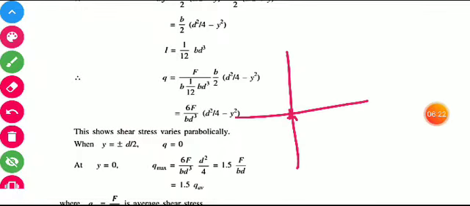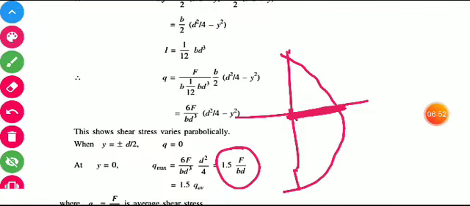Here are some values we got when drawing the contour of these values: at d by 2 it is 0, here 0, so this form becomes a parabolic shape. So from this derivation we found that the shear stress distribution on the rectangular section is parabolic, and the maximum value of the shear stress is 1.5 times F by bd. And what is the value of this F by bd? F upon bd.